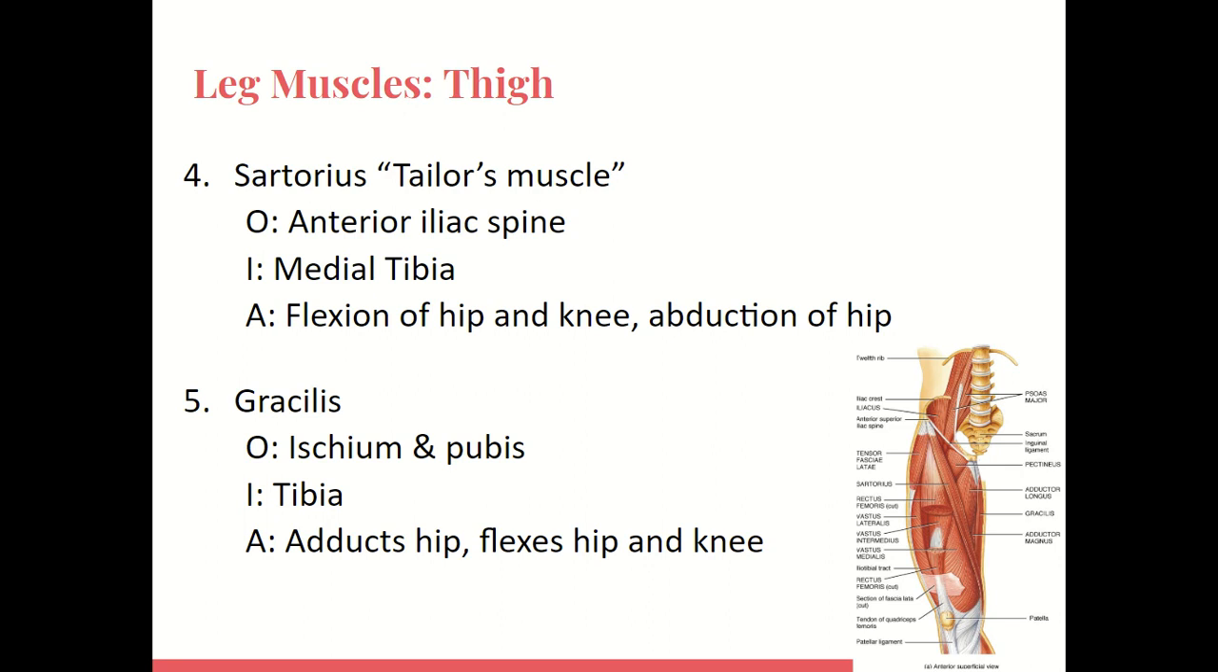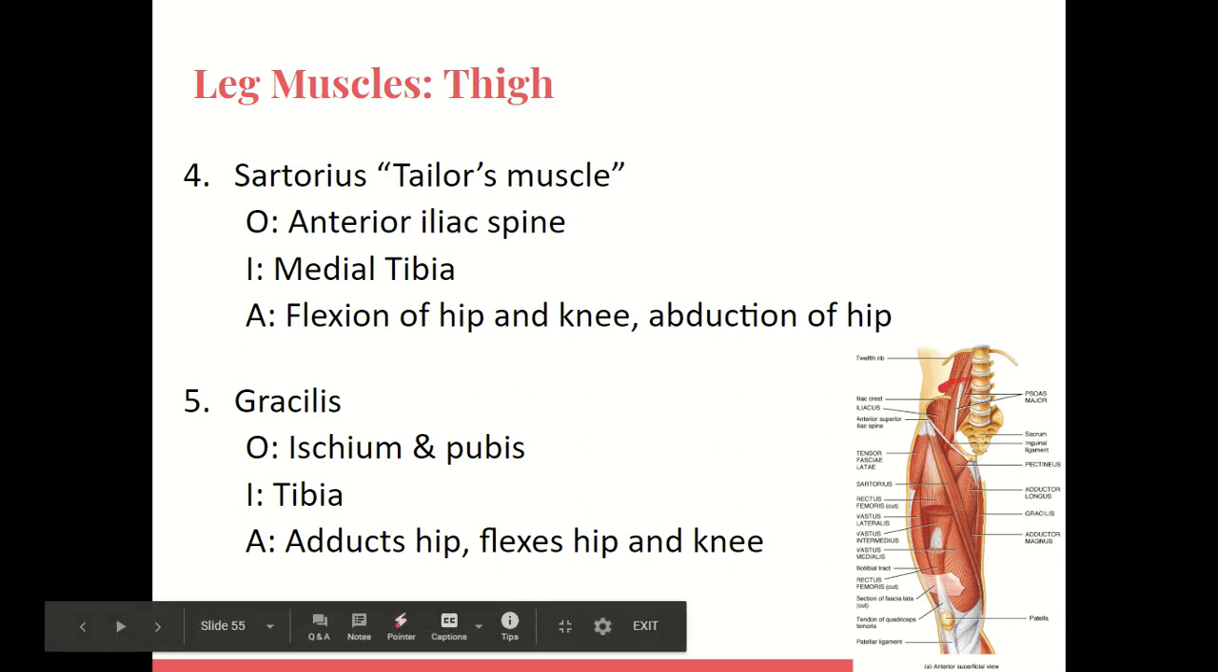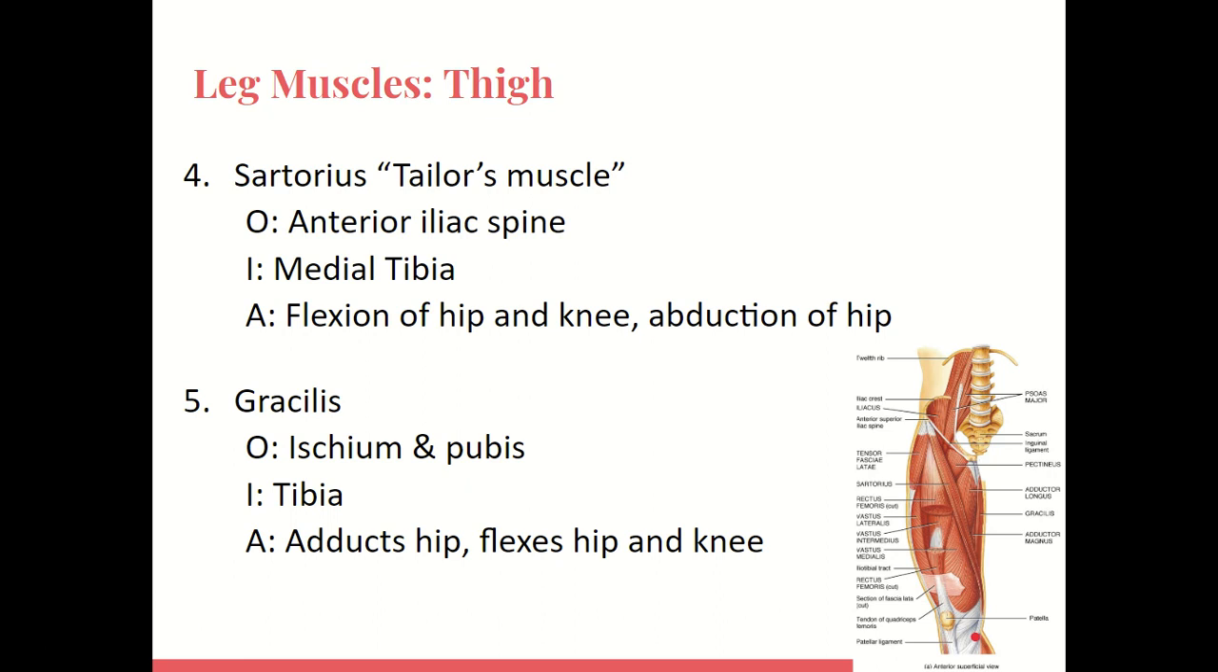The fifth muscle on here, oh, by the way, I almost forgot. The sartorius is a really long muscle because it goes all the way from the lateral part of the hip all the way down to the medial side of the knee. It's actually your longest muscle.